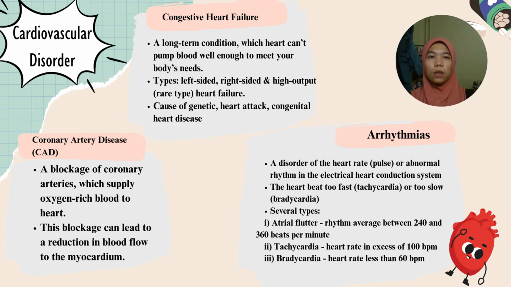The last one is arrhythmias, a disorder of the heart rate or abnormal rhythm in the electrical heart conduction system. The heartbeat is either too fast, which is tachycardia, or too slow, bradycardia. There are several types of arrhythmias. The first one is atrial flutter, which has a rhythm averaging between 240 and 316 beats per minute. The second is tachycardia, which is a heart rate in excess of 100 bpm. And the last one is bradycardia, which is a heart rate less than 60 bpm.